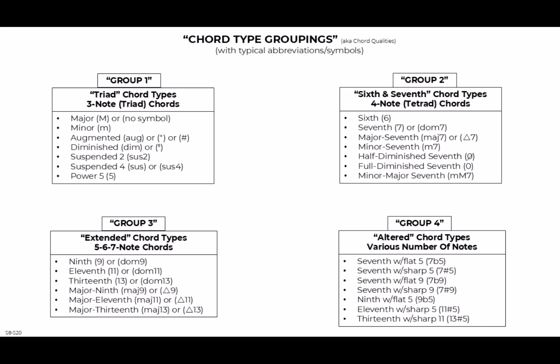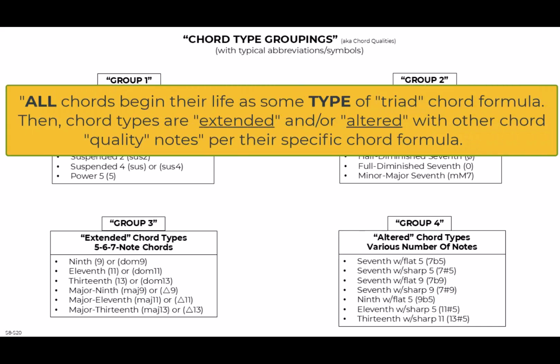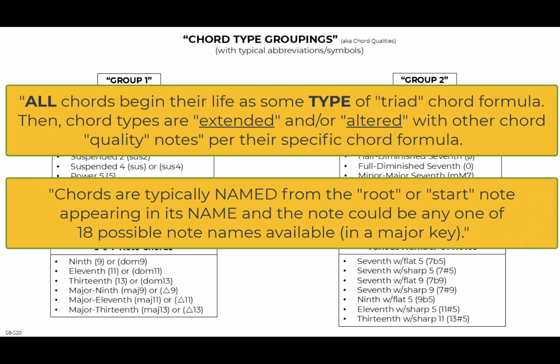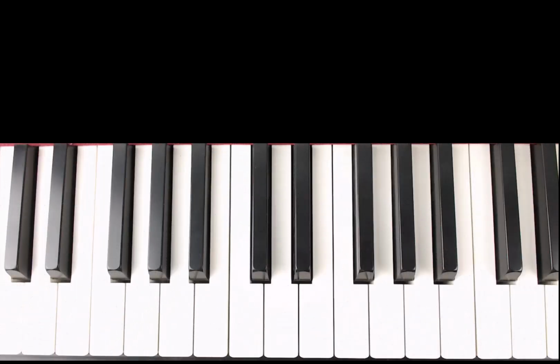So no matter how simple or advanced looking a chord name may initially appear, remember that all chords begin their life with some type of triad chord formula. Then, chord types are extended and or altered with other quality notes per their specific chord formula to create any number of tonal chord flavors. And remember too that chords are typically named from the root or start note appearing in its name, and the note could be any one of the possible 18 note names available. Now let me demonstrate the chord names we just decoded.